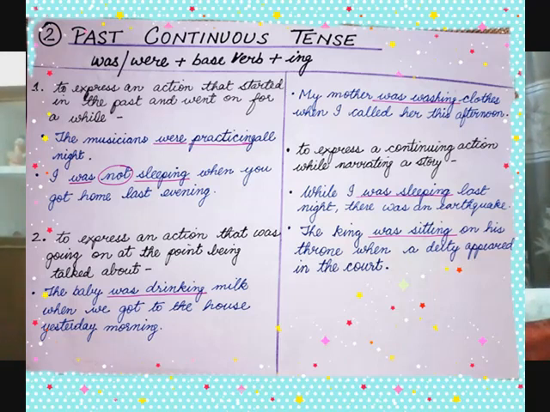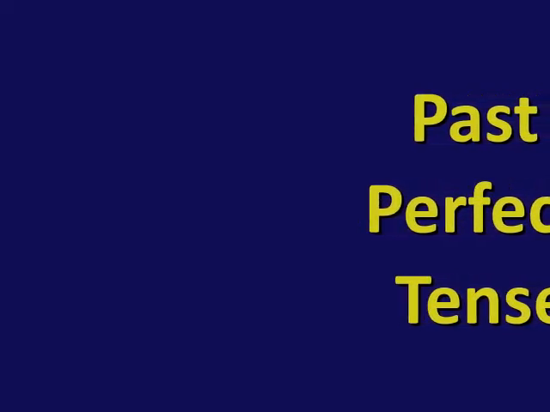The second example, somebody is narrating it like the king was sitting on his throne when a deity appeared in the court. Deity means god or goddess. When a deity appeared, what happened in the court? The king at that time was sitting on his throne. So here was sitting is past continuous tense.